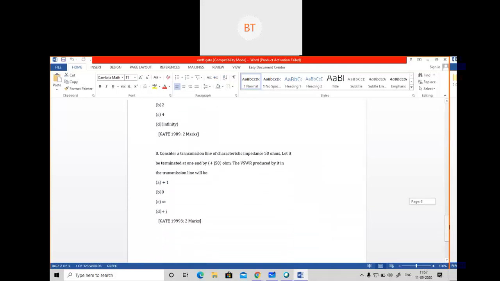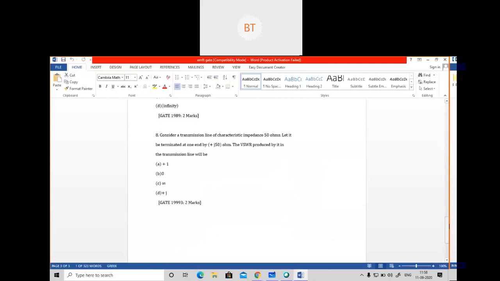One last question I am having. Consider a transmission line of characteristic impedance 50 ohm. Let it be terminated by this. So this is also formula based. Please tell me this answer. Same problem.